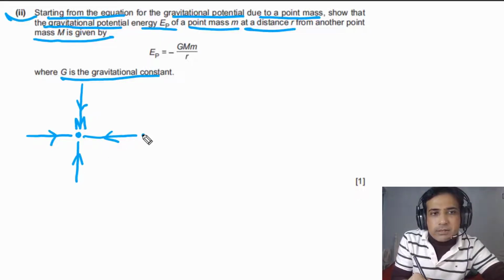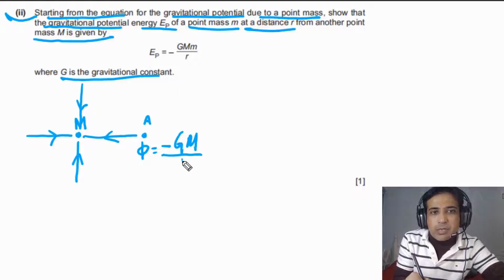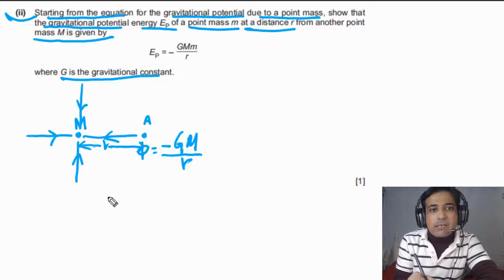Now question is asking us, first of all, we consider potential at this point. Let's say this is point A. So the potential at this point due to this capital M will be equal to minus capital G capital M over R, and R is the distance from this point mass to this point. So R is the distance.